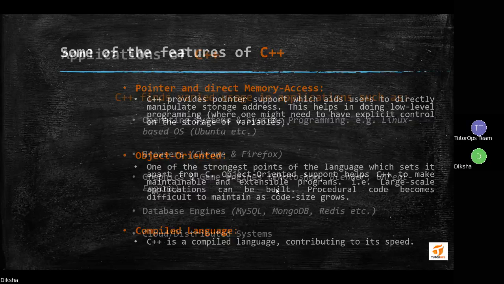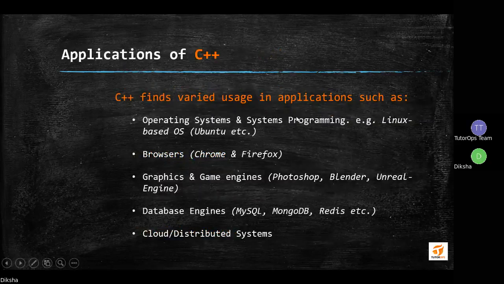Now let's discuss some applications of C++. C++ finds varied usage in applications such as operating systems and system programming. For example, Linux-based operating systems or Ubuntu, and many more are made using C++ from their core. Some famous browsers such as Google Chrome and Mozilla Firefox are made using this language. Graphics and game design engines like Photoshop, Blender, Unreal Engine, etc., we can build using C++.